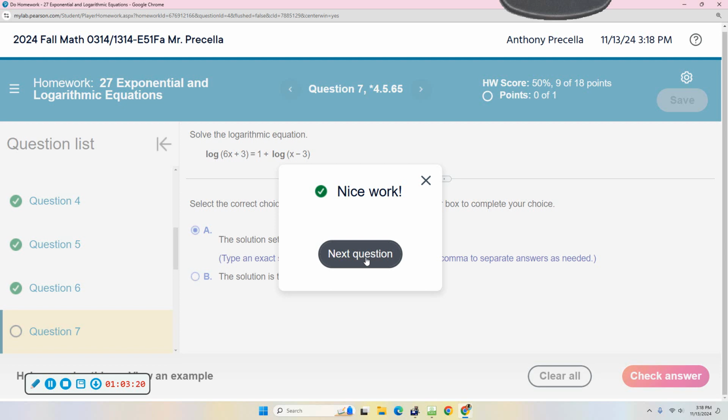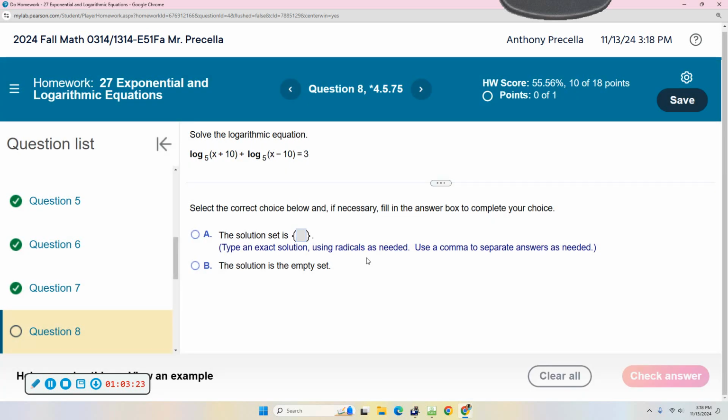Okay, number 8. Hold on, let me mark this out here. We're doing number 8 now. Log base 5 of x plus 10 plus log base 5 of x minus 10 is equal to 3.